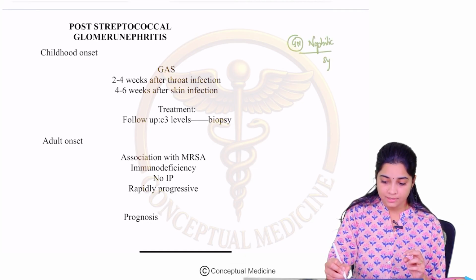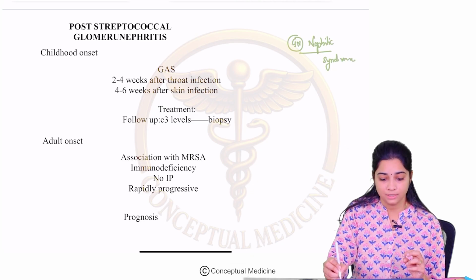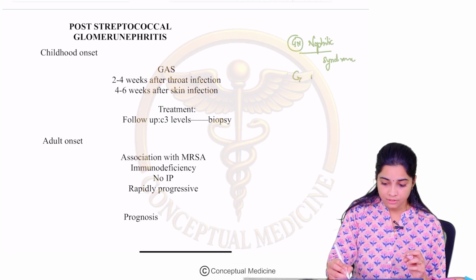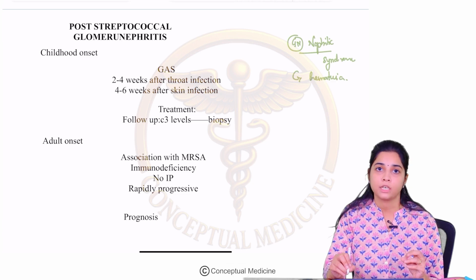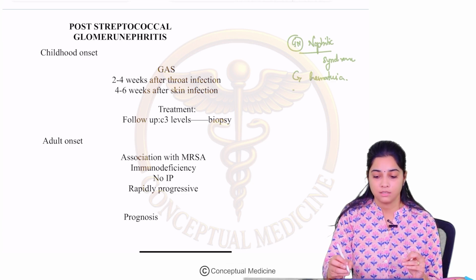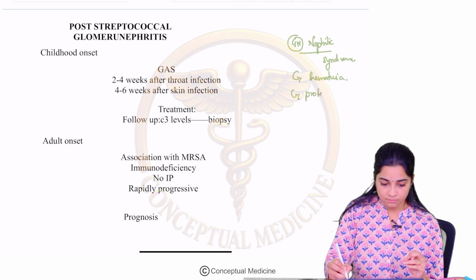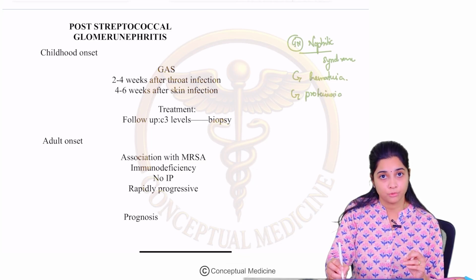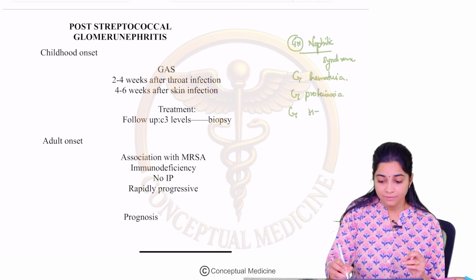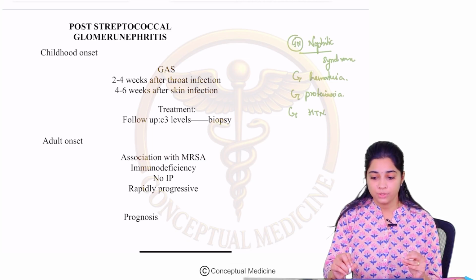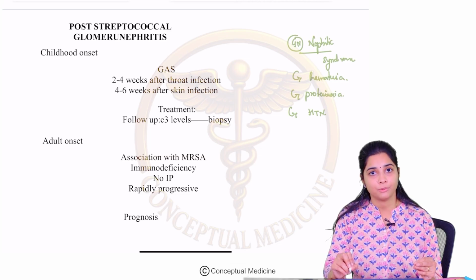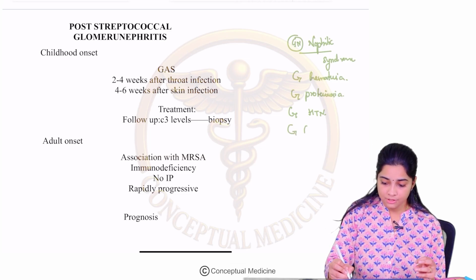So a nephritic syndrome has what characteristic clinical features? It will have hematuria. Hematuria is of glomerular origin, so you can have dysmorphic RBCs, acanthocytes or RBC casts. You can have proteinuria, and you can have hypertension, AKI and oliguria.